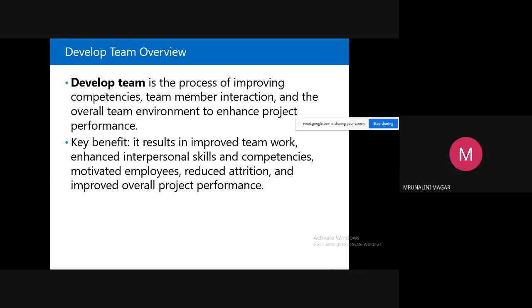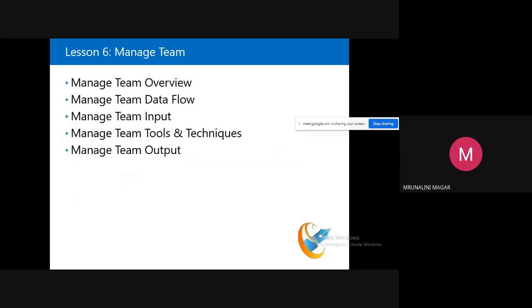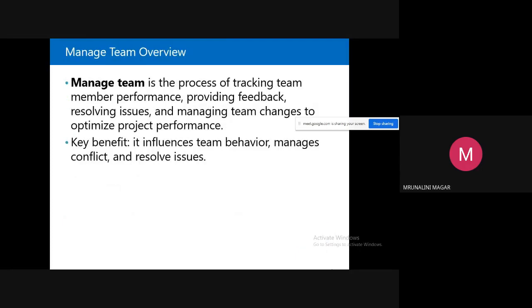Okay, sir, understood. Next is manage team. You can read that. Manage team is the process of tracking team member performance, providing feedback, resolving issues, and managing team changes to optimize project performance. Key benefit: it influences team behavior, manages conflict, and resolves issues.